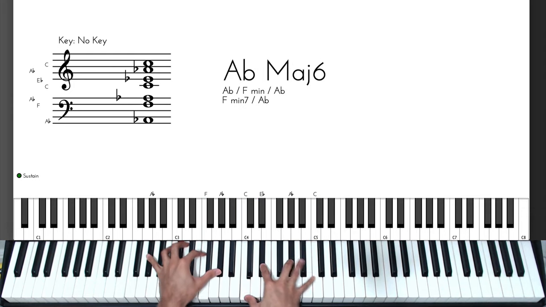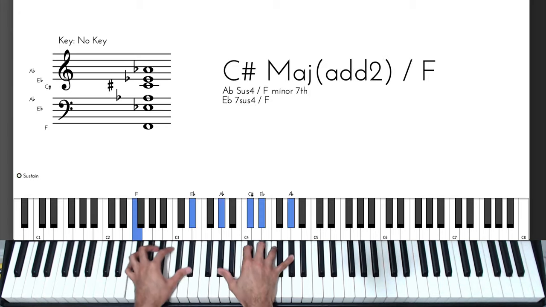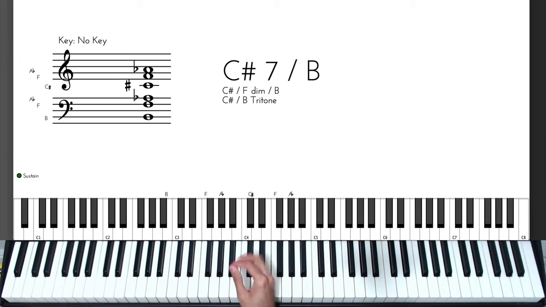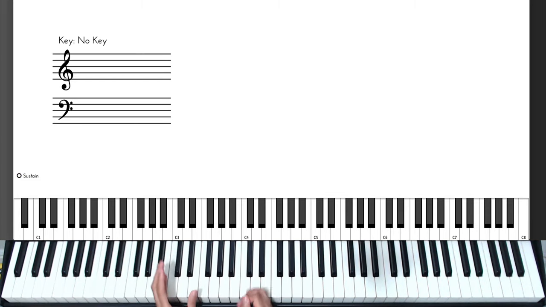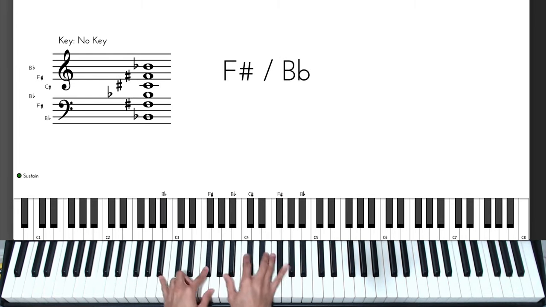Then we go into the F sharp. Then we do a 1 over 3. All right? Then here, what I do is basically play a C sharp 7, but I voice it so that the minor 7th is my bass note, or my last note, all the way to the left. We worship.